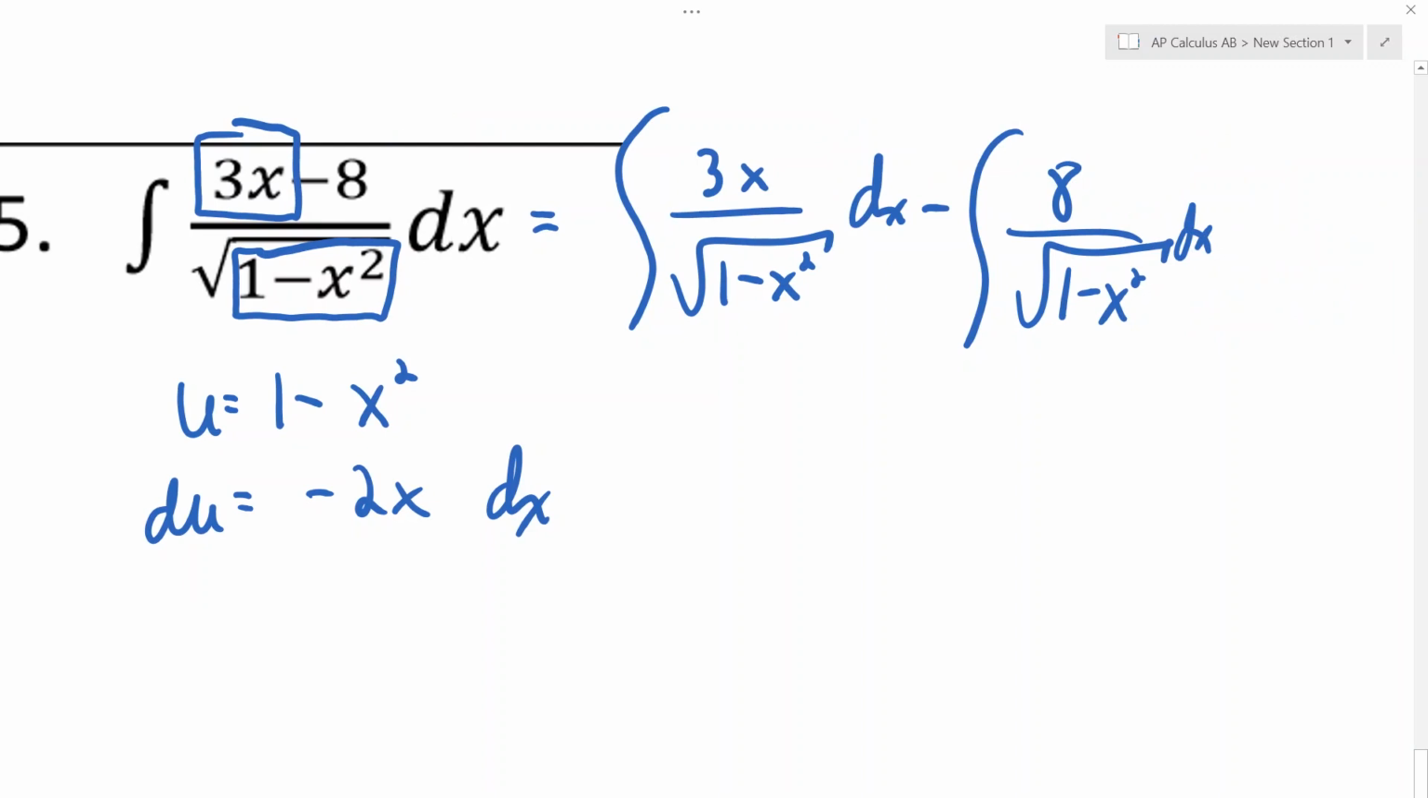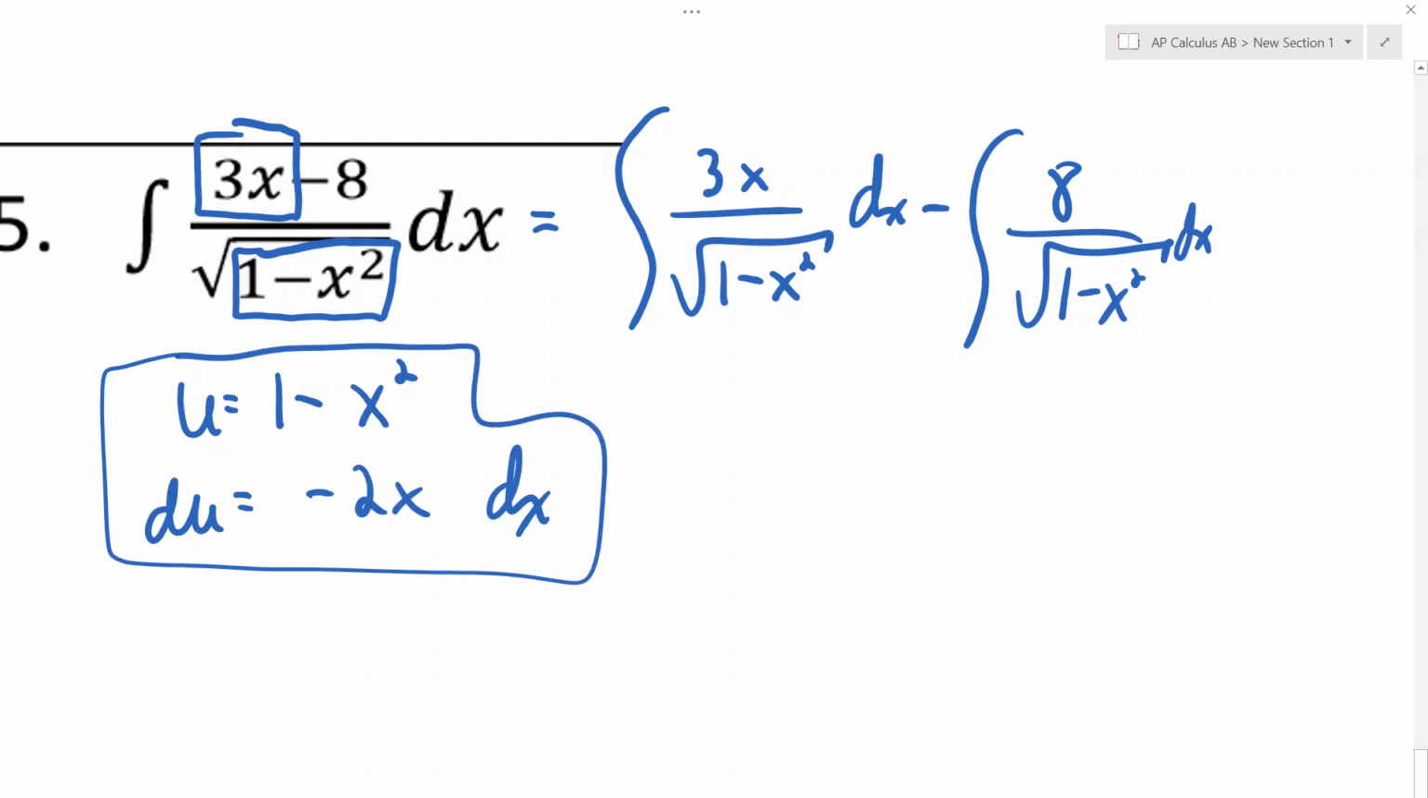Again, the reason why I know this is a good move is because if I do this u substitution, the first one's going to work out. The second one is just arc sine. But if you don't know these rules, obviously this makes it seem like way, way harder.